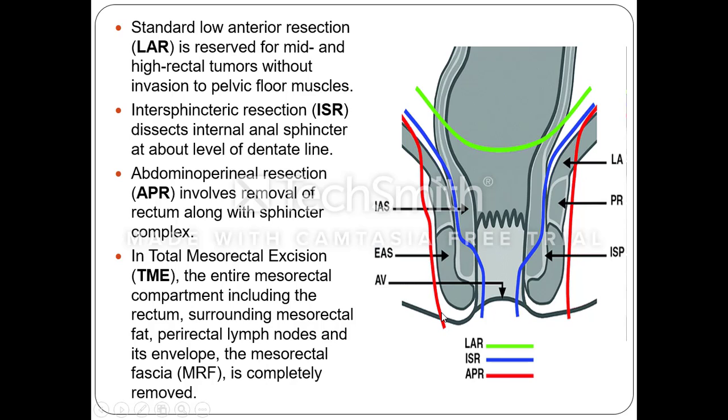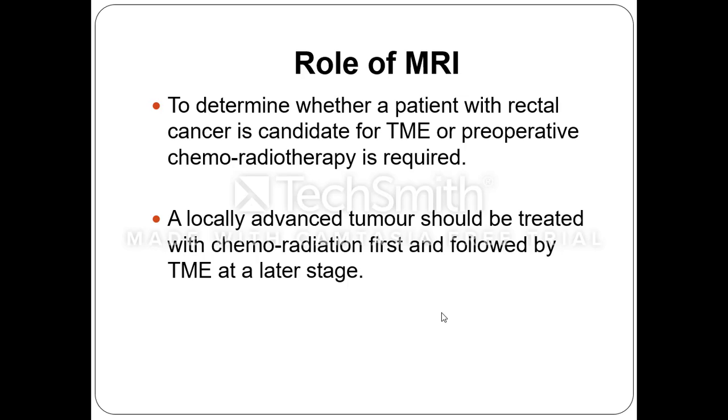In total mesorectal excision, the entire mesorectal unit, including the rectum, mesorectal fat, perirectal lymph nodes, and mesorectal fascia, are completely removed. The role of MRI is to determine whether a patient is a candidate for total mesorectal excision or the patient requires chemoradiotherapy preoperatively. A locally advanced tumor is first treated with chemoradiation to downstage the tumor, followed by total mesorectal excision at a later stage.